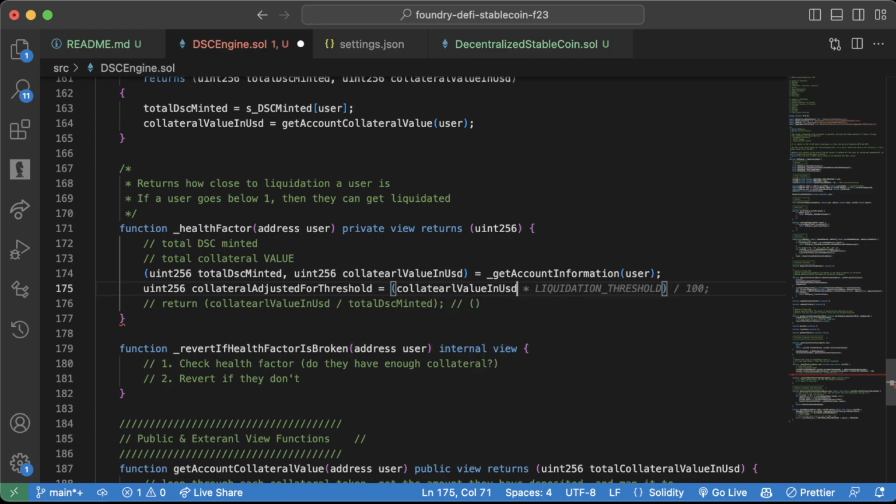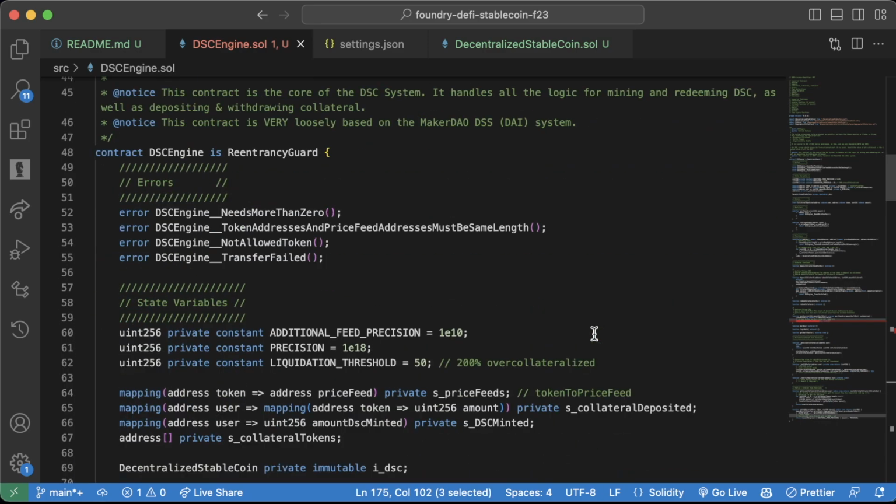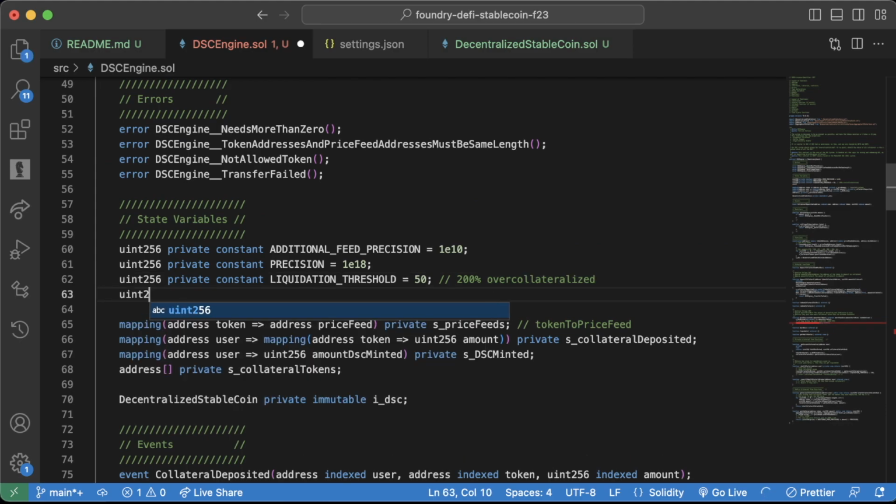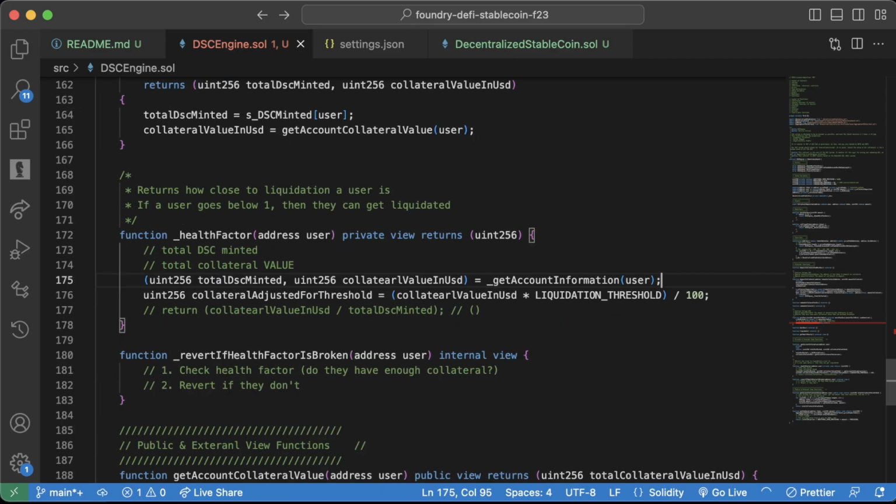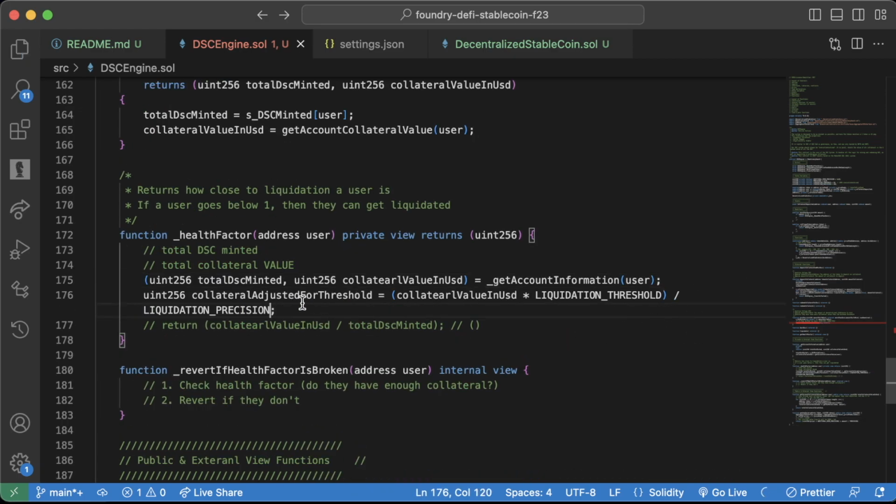the collateral value in USD times liquidation threshold. And then we should divide by 100, right? Because the liquidation threshold is multiplying. It's making our number much bigger. We should divide by 100, as I don't like floating numbers. So we'll do uint256 private constant liquidation precision equals 100. So we'll go back down, divided by the liquidation precision. So now we have this collateral amount adjusted for this threshold, right?